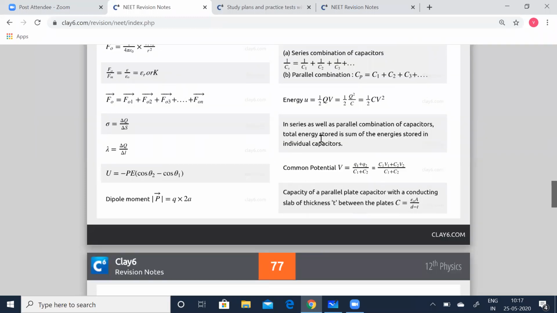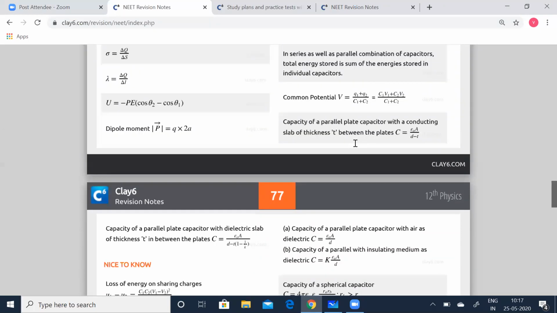Next, coming to series as well as parallel combination of capacitors, the total energy stored is the sum of the energies stored in the individual capacitors. Common potential V is equal to Q1 plus Q2 by C1 plus C2, where Q1 and Q2 are the charges and C1 and C2 are their capacitances. So for two capacitances, the common potential is given by C1 V1 plus C2 V2 by C1 plus C2.